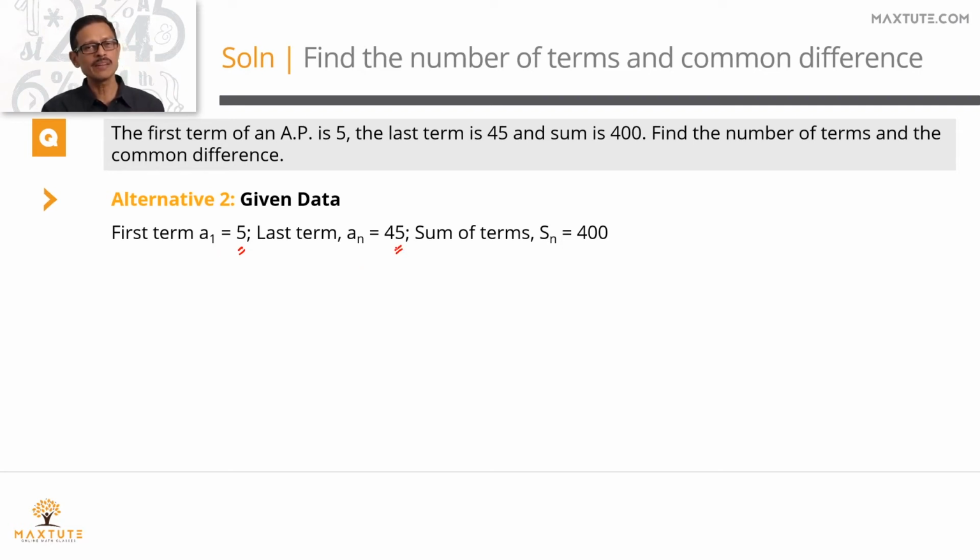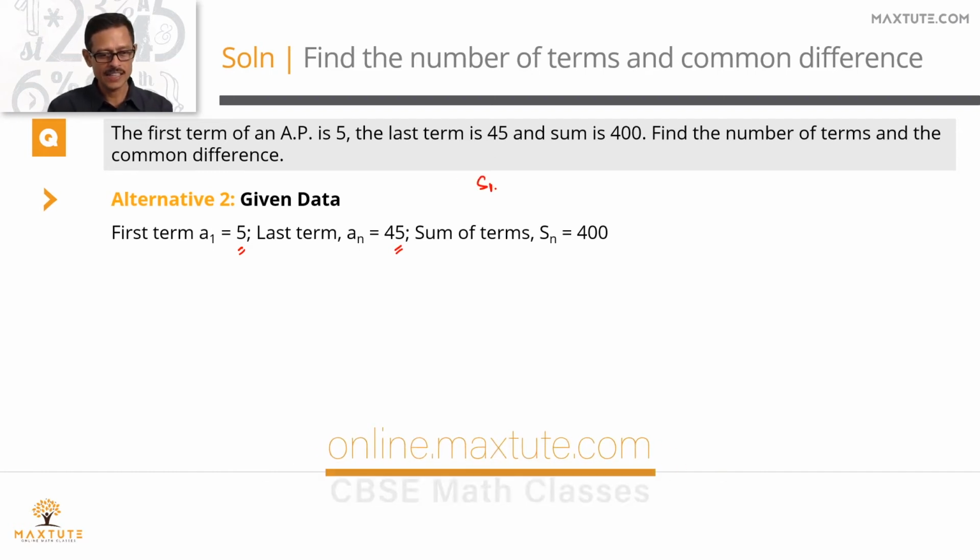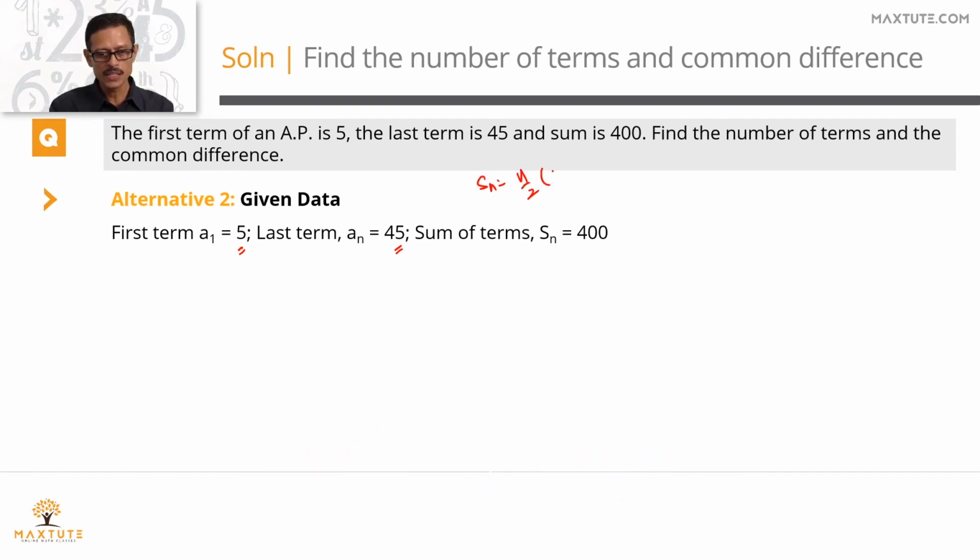So obviously, the summation formula that we're going to be using here is the second alternative, which is Sn equal to n upon 2 into (A1 plus An), or (A plus An). The nth term we do not know, but they've given us the sum of the n terms, which is equal to 400. They have not said what n is. In fact, one of the things that we'll have to find out is the number of terms. And then subsequently, we need to find out the common difference.